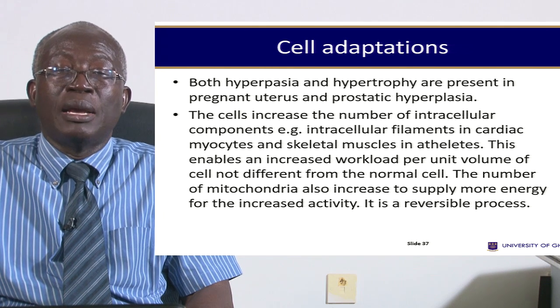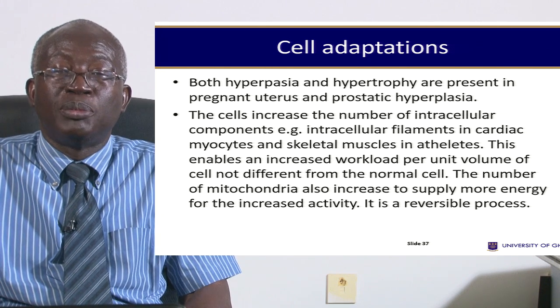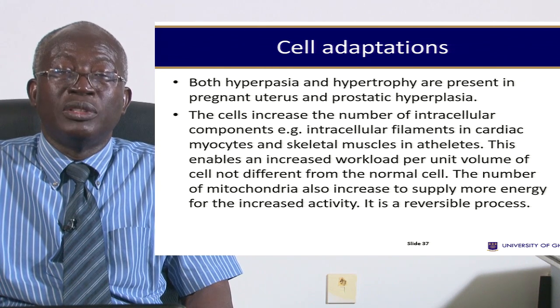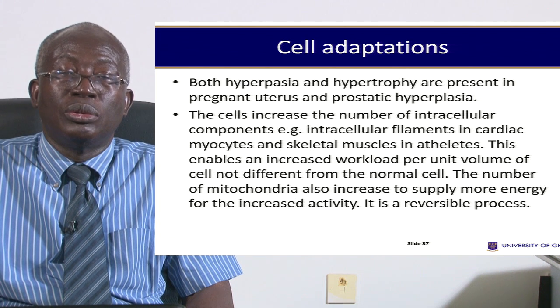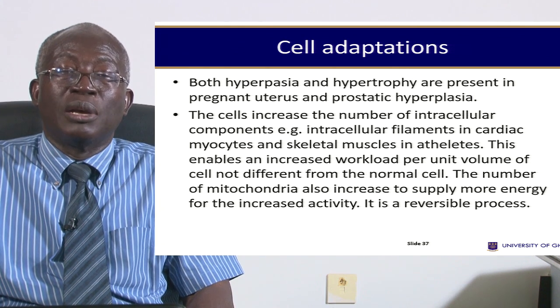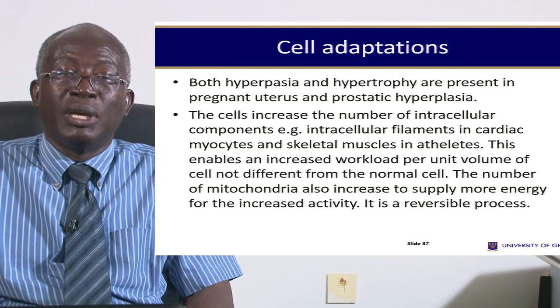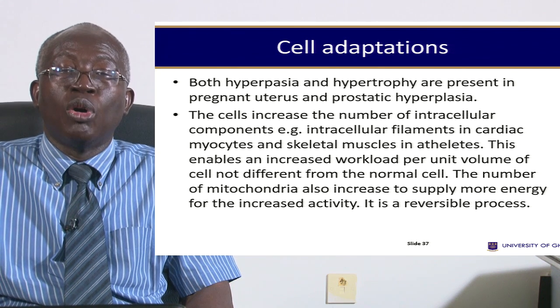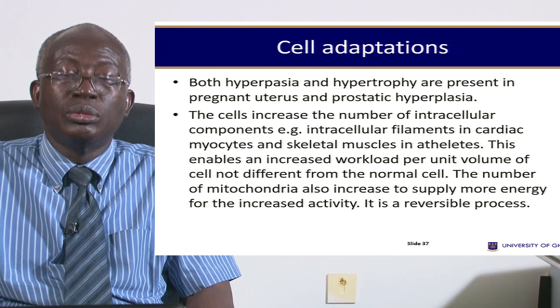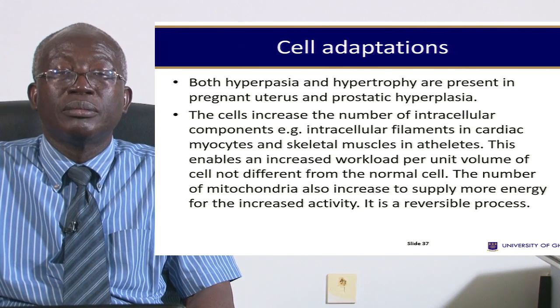Both hyperplasia and hypertrophy, therefore, may be present. An example is the pregnant uterus. The muscle of the uterus becomes thicker and bigger, that's hypertrophy. And more cells are produced, that's hyperplasia.